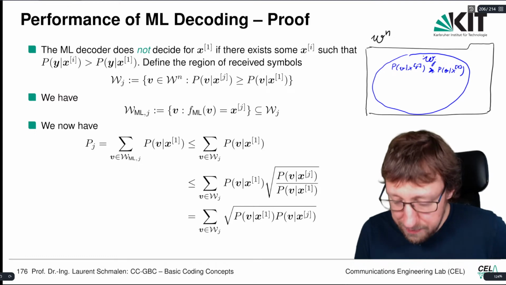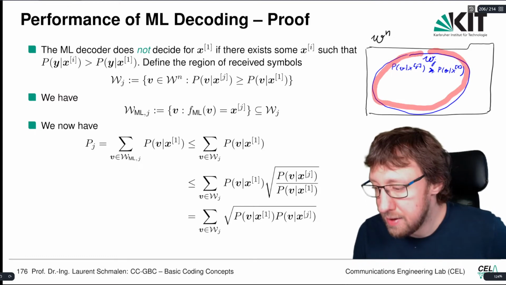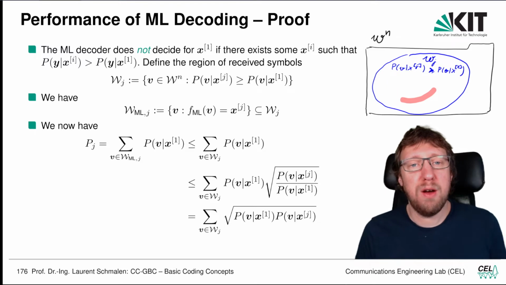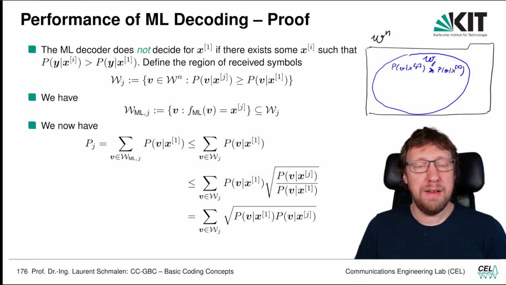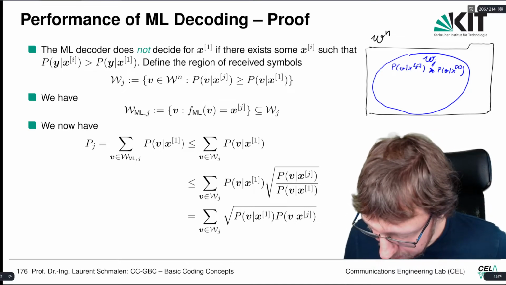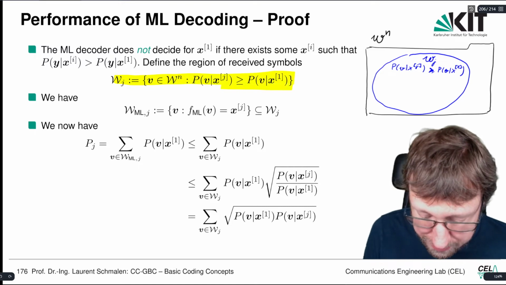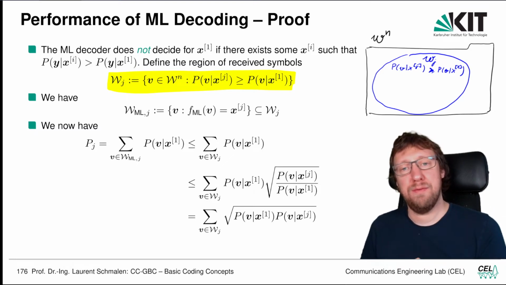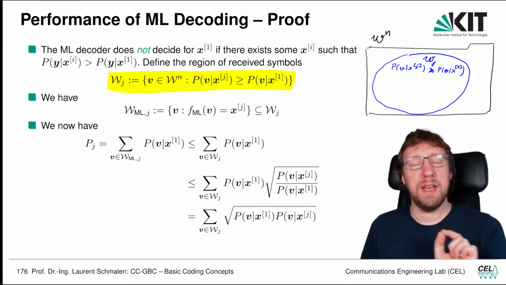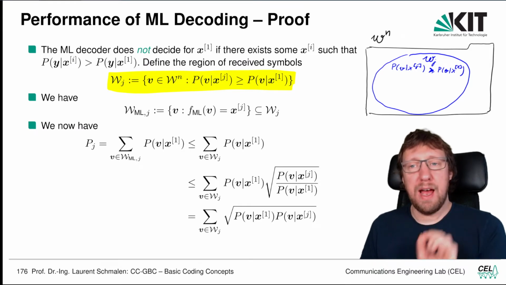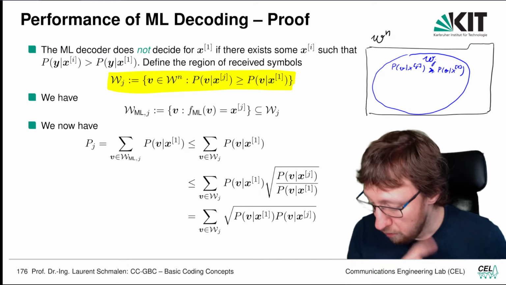So we have this space, and in this space there exists some j such that P(v|xj) is larger or equal than P(v|x1). And that's the region Wj. It's just a set where P(v|x1) does not have the largest likelihood. So in this region we make one decoding error. We don't know to which one, but we make one decoding error, and we have essentially a few possibilities.